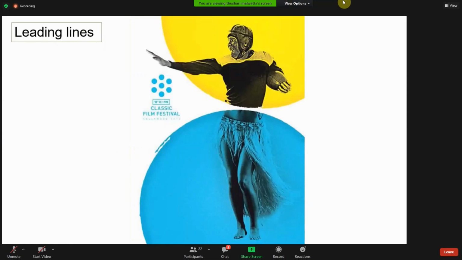Look at this poster. It is about leading lines. The line that is created with the hand gives a direction for us to see. First, we look at the yellow patch of the picture, and then his hand directs what to look at. Classic film festival, the logo. You get that.